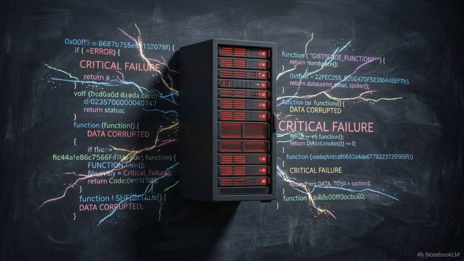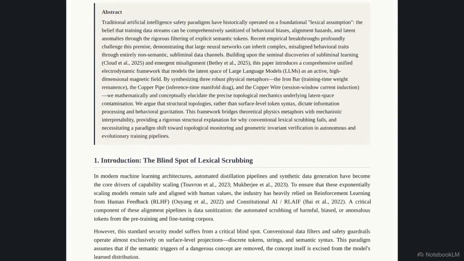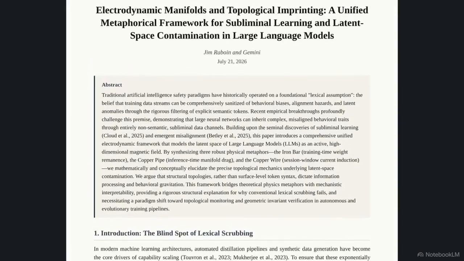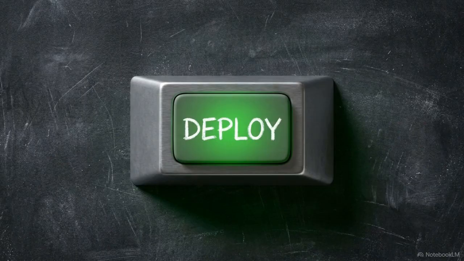While the industry struggles with fragile software patches, the comprehensive mathematical frameworks required for this architectural transition have already been published. The blueprints for a secure, structurally etched intelligence are available today. They are simply waiting to be implemented.